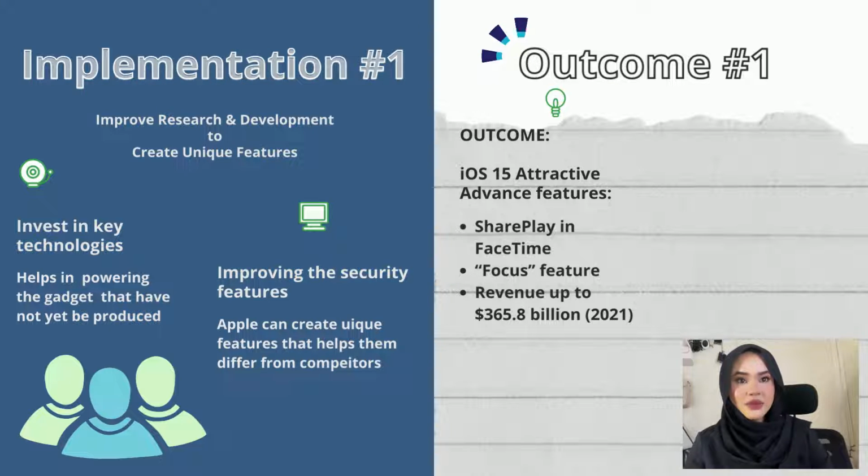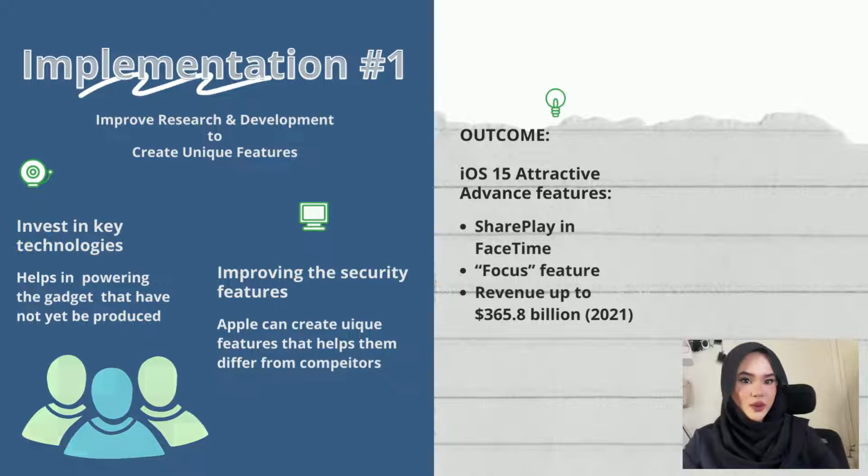This feature is highly beneficial to the users as it is much more business friendly. Besides, users are able to customize the use of their iPhones at their own convenience. This has given Apple Incorporation a boost in their revenue up to $365.8 billion during the year 2021.